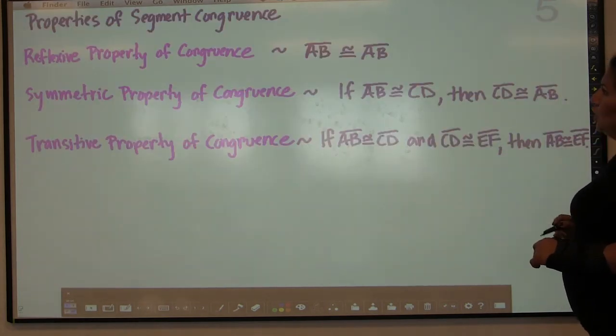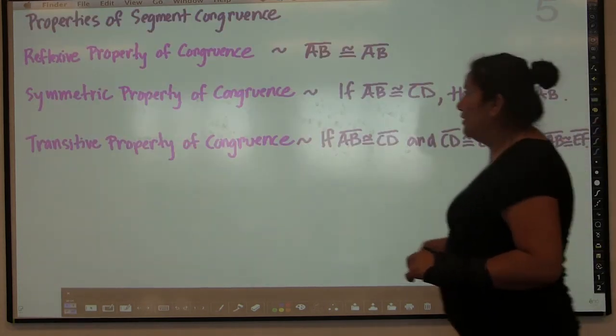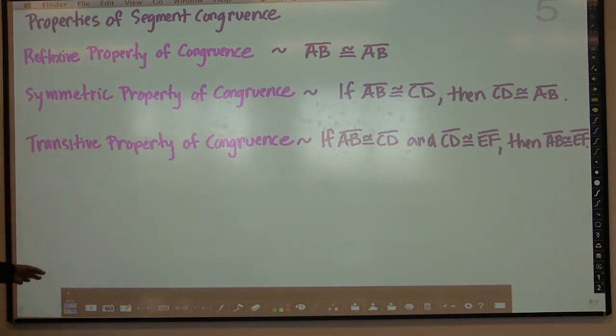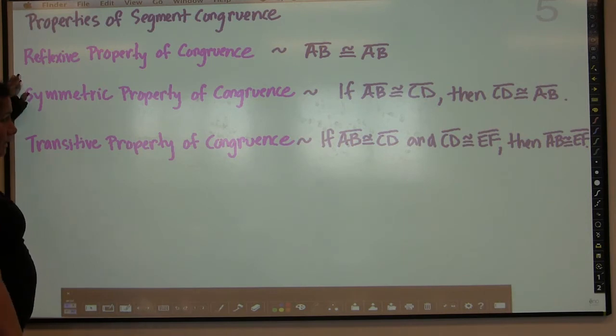All right, and then we're going to go to properties of segment congruence. We've already done these with equality, when things are equal, and they're very similar when you're talking about segment congruence. So there's a reflexive property, and what that means is that segment AB is congruent to itself, segment AB.